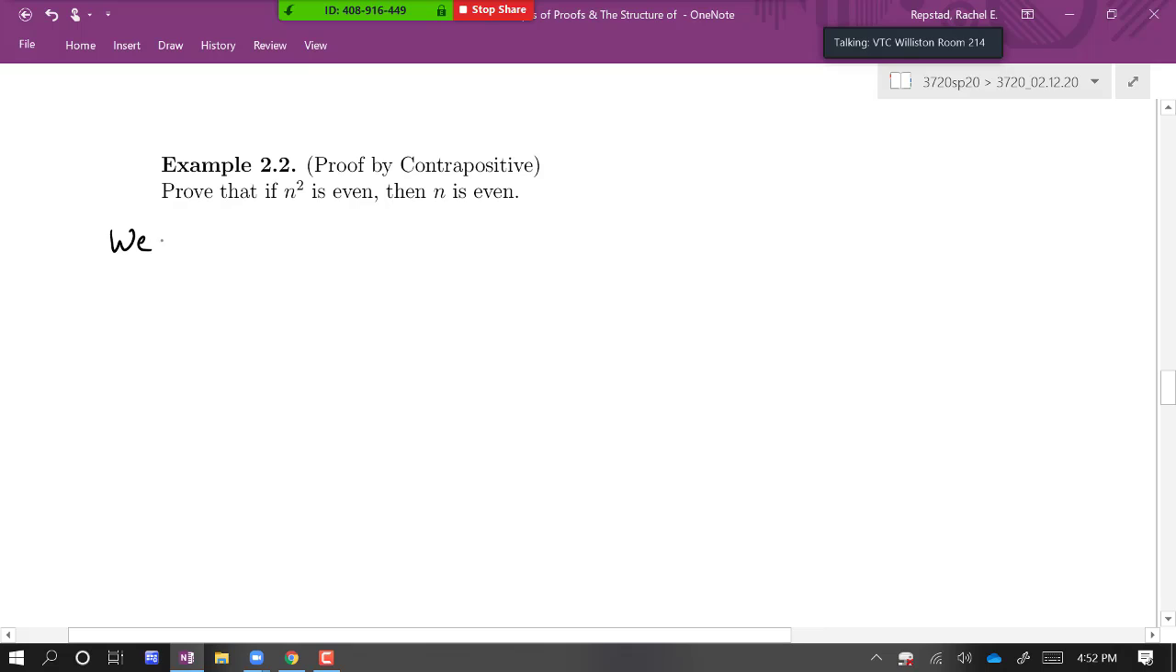Did you say that a lot of the time the contrapositive isn't true for an if-then? Okay.